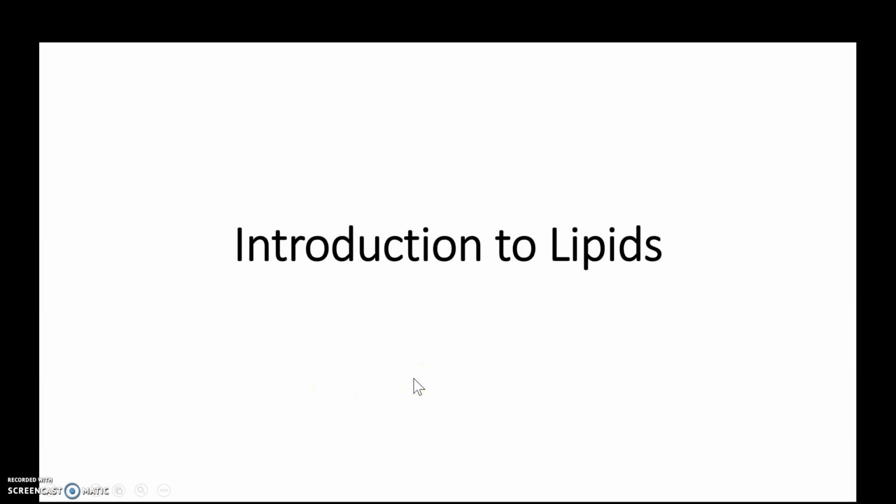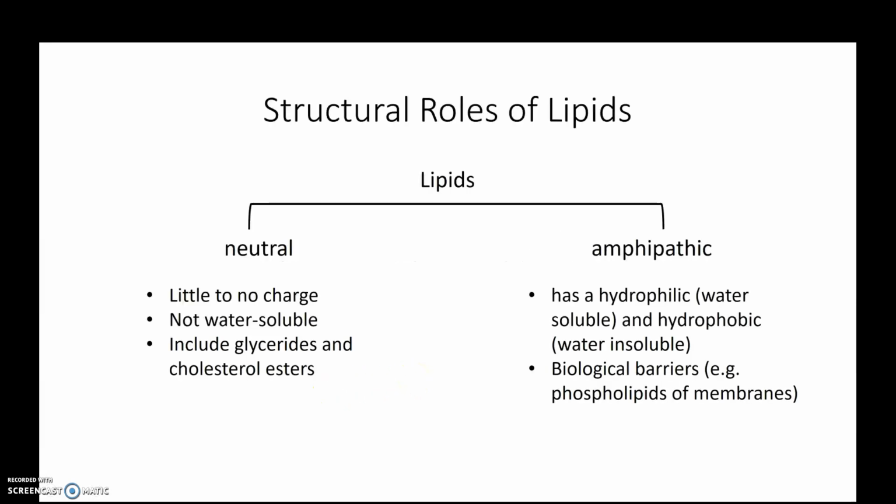Hello everyone, this presentation is on the introduction to lipids. So with regards to the structural role of lipids, we have two different types of lipids.